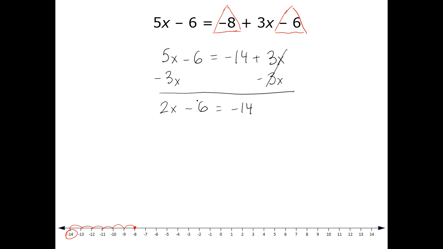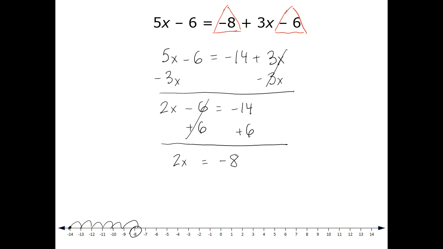Now I'm going to get rid of this negative 6 that I have here. So I'm going to do plus 6 on both sides of the equal sign. These cancel out, and I end up with 2x. Negative 14 plus 6. Well, if we're not sure about that, I'm going to stand here on negative 14, and I'm going to move 6 steps to the right, and I land on negative 8.